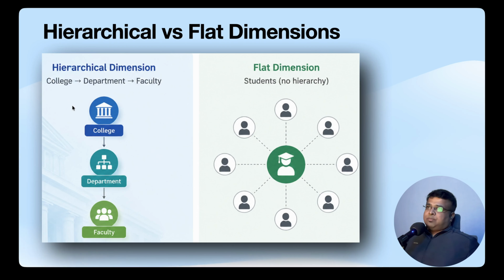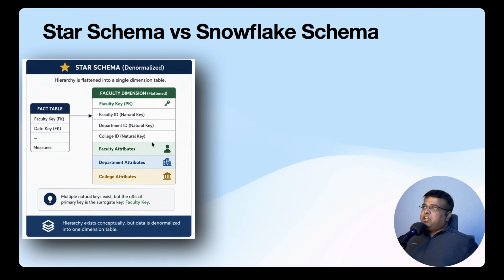Next, let us talk about something that is really important, that is hierarchical dimensions versus flat dimensions. For example, faculty members belong to departments and departments belong to colleges. So that is obviously a hierarchy, that is college, department, and then faculty. Students, on the other hand, may not belong to a similar hierarchy, and that would be considered more of a flat dimension. So this distinction is very important when you are comparing star schemas and snowflake schemas. In a star schema, hierarchical information is flattened into a single dimension table. So instead of separate tables for faculty, departments, and college, you might store everything together inside one faculty dimension table.